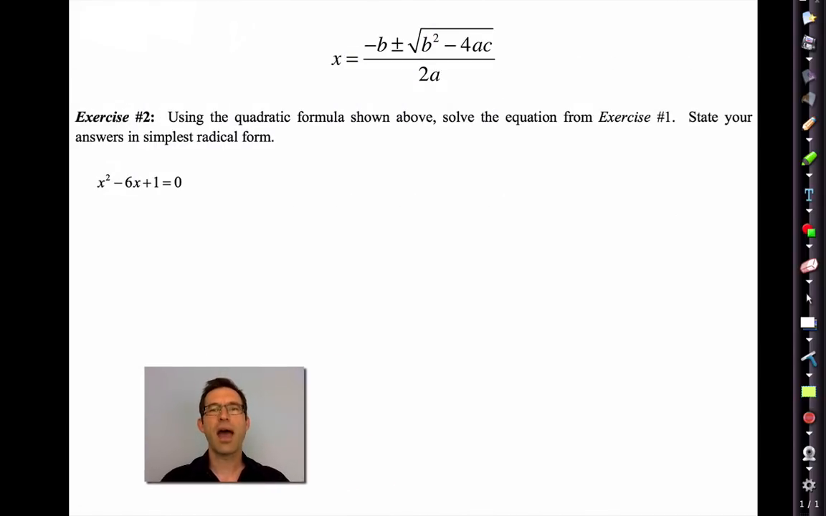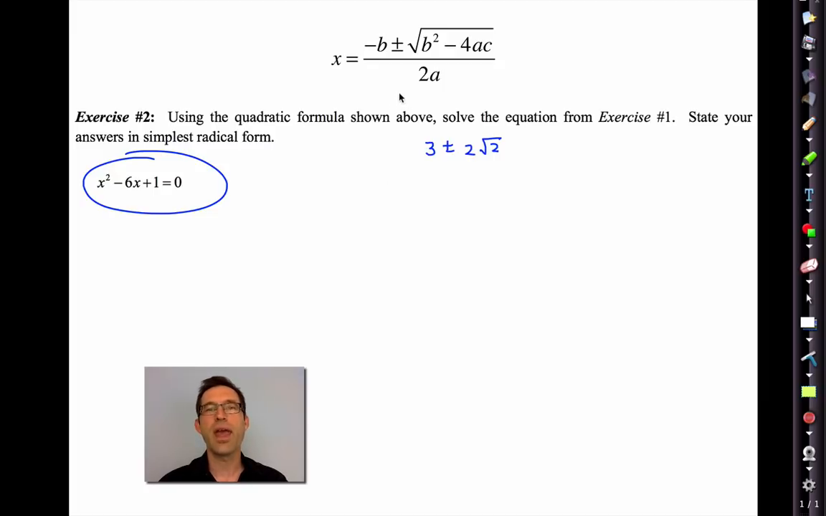All right, and I'm going to keep having it on each page just so that we see it, we substitute, etc. But at some point, you've got to memorize it, right? Exercise 2 says, using the quadratic formula shown above, solve the equation from exercise number 1. State your answers in simplest radical form. So we're literally solving exactly the same one that we had before. And remember, before we had the solution 3 plus or minus 2 root 2. Let's see if we get the same thing.